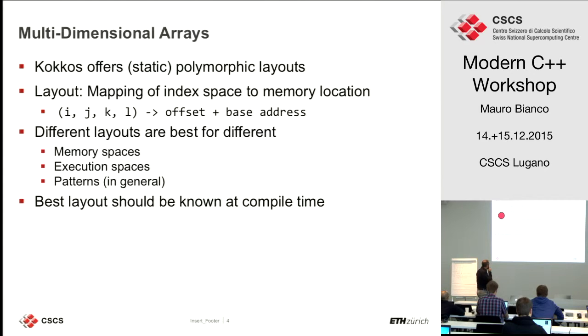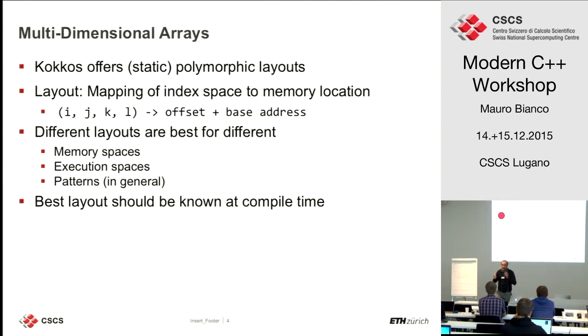We cannot tell, of course, anything now, but hopefully something like this will be available in standard C++. One of the ideas that Kokkos offers is a polymorphic layout for multidimensional arrays. What is a layout? A layout is a mapping from a tuple of indices to an offset in memory, or to an address in memory. This mapping is usually an affine mapping. It's like an inner product between strides and indices.